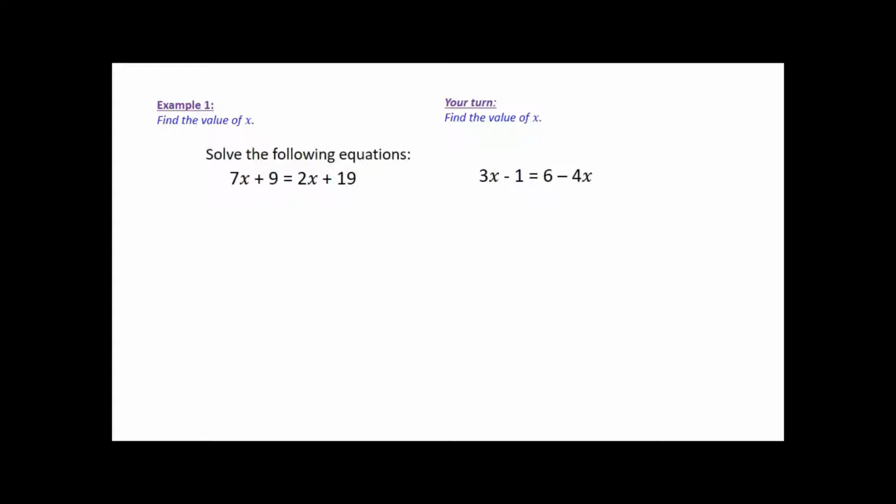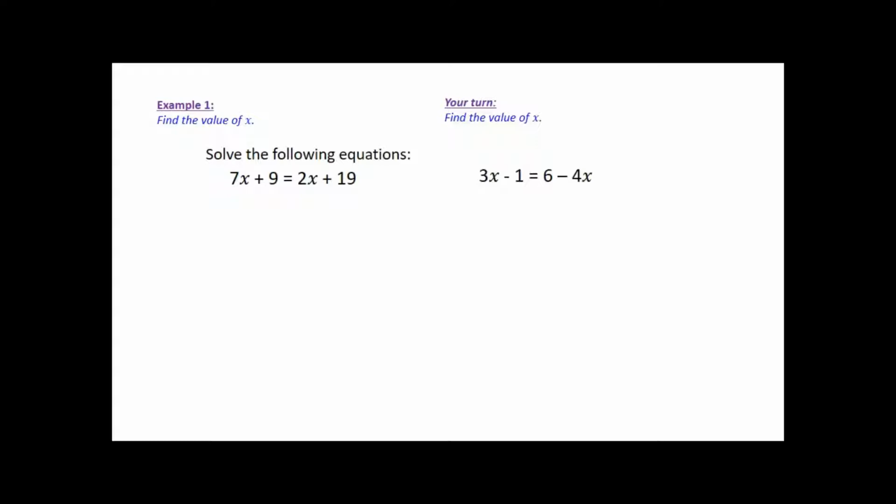So for example, it says here, solve the following equations. 7x plus 9 equals 2x plus 19. We don't know the value of x on either side, so we need to try to find out what the value of x is, and then hopefully once you find the value of x, you can substitute it back into the equation, and if it works out, you know you've done the correct thing. If not, there's probably a couple of things that you need to go back and check.